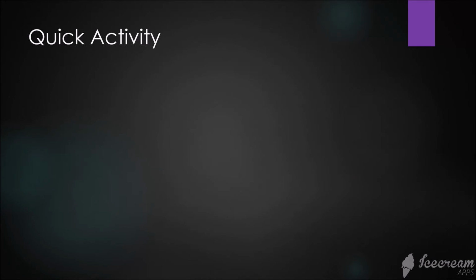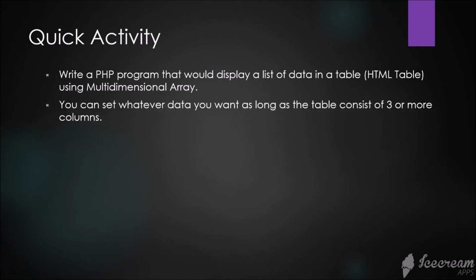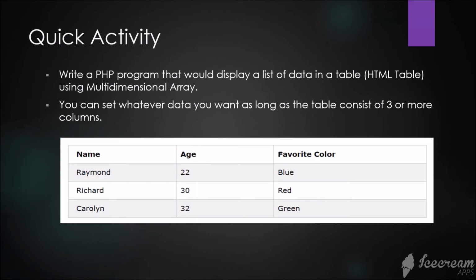Okay, so quick activity first, guys. Write a PHP program that would display a list of data in a table using an HTML table, of course, using a multidimensional array. You can set whatever data you want as long as the table consists of 3 or more columns. Here we have our sample, with the table header and our data. As for style, there's no need to follow this one. What's important is that you're able to set the data in the table. Even just the border, as long as we can see the structure of the table, that's already good.